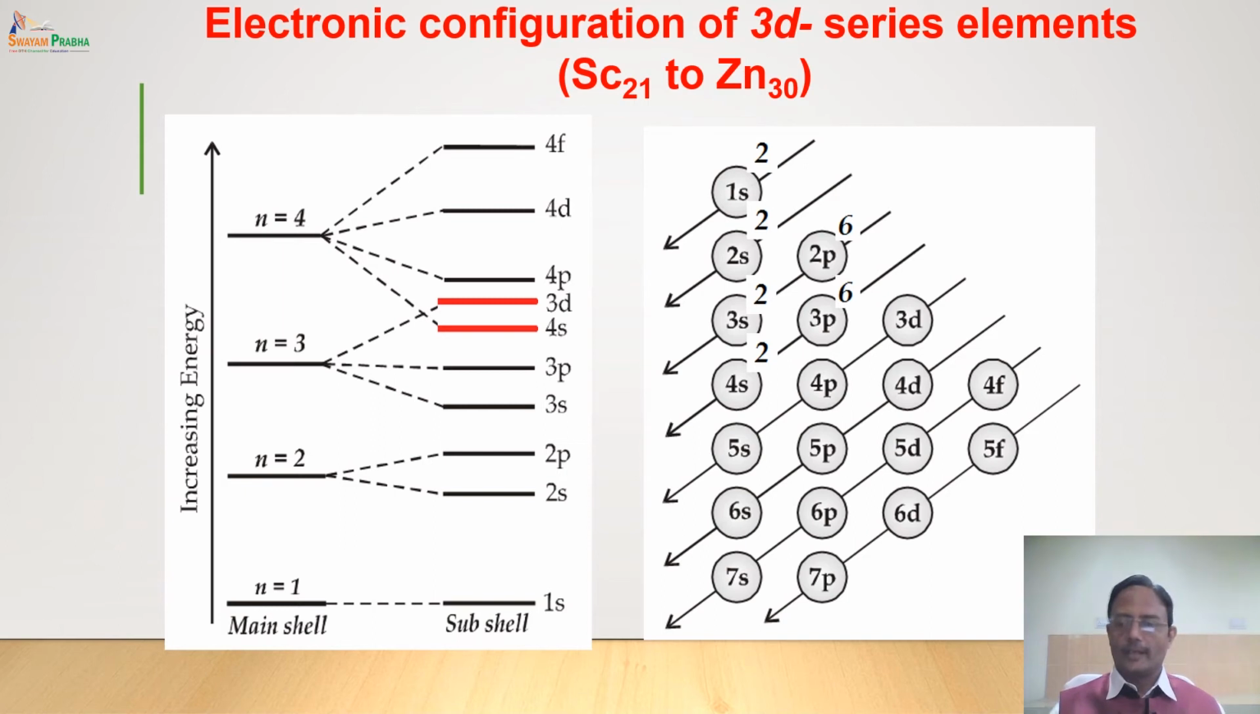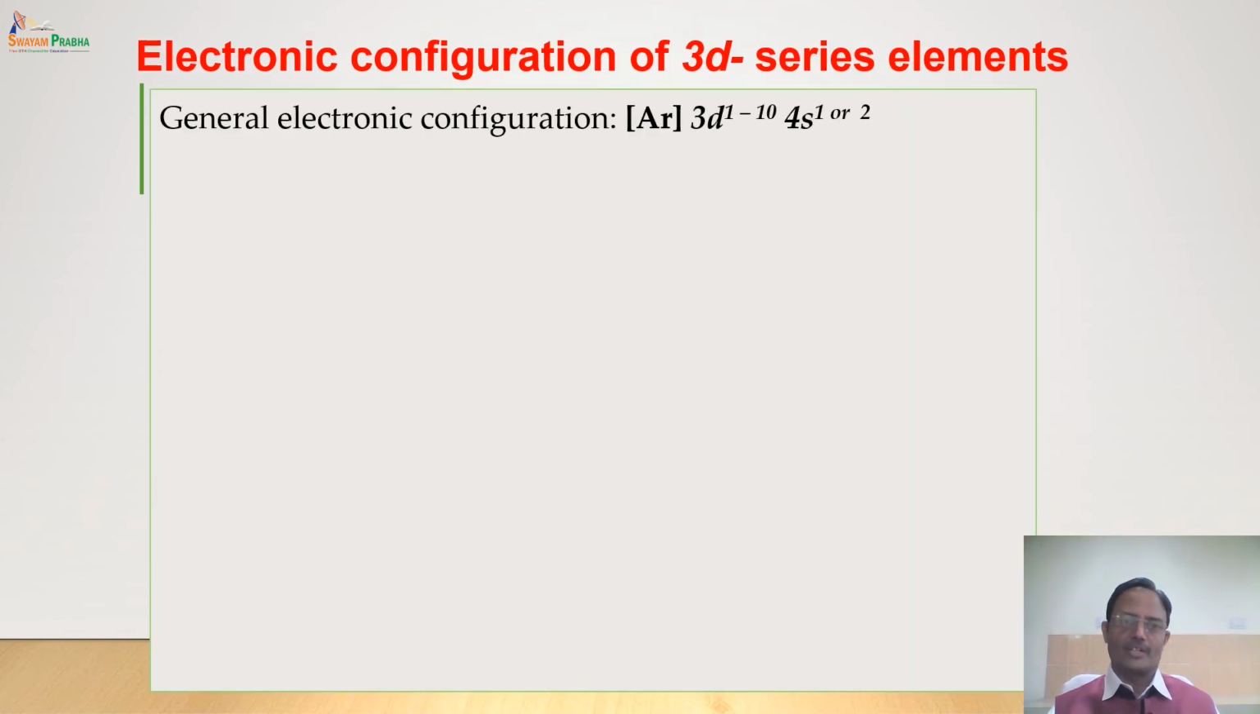So what is the expected electronic configuration? Scandium should have d1, titanium should have d2, vanadium should have d3, chromium should have d4, manganese should have d5, iron should have d6, cobalt should have d7, nickel should have d8, copper should have d9, and zinc should have d10 configuration. This is what we expect. Now let us see what is the actual configuration. So the general electronic configuration should be 3d1 to 3d10.